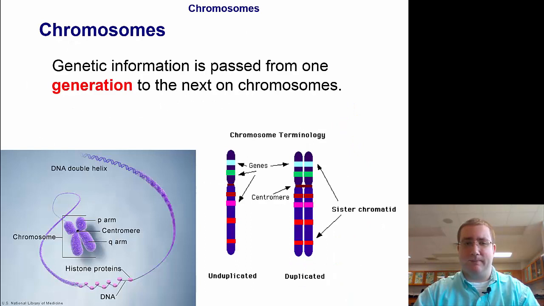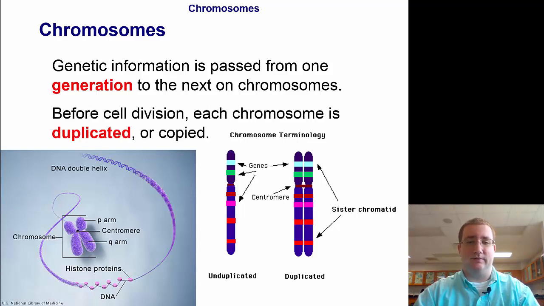This next part is a little bit of vocab. So one thing that you should have heard before is chromosomes. So chromosomes are what's actually passed along in between the cells, which is going to carry the genetic information from one generation to the next. So when you pass along your genetic information, you're passing along your chromosomes.